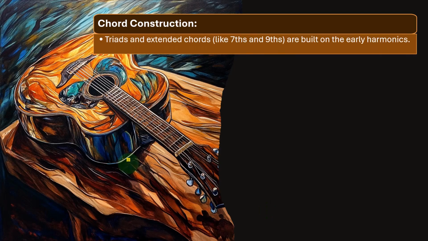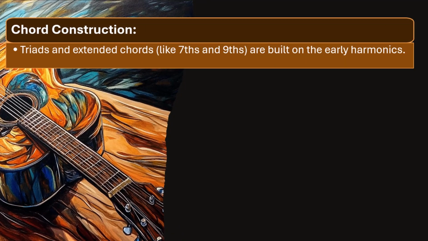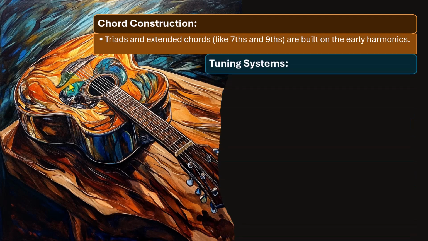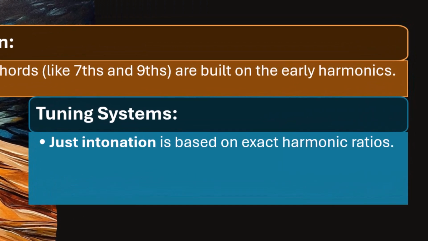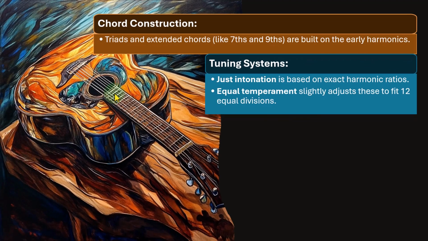So chord construction, and I'm not saying that's a perfect breakdown of it, by the way. I'm trying to give some general ideas as to why the things that we're going to simply accept going forward may be the way they are. And if you want to dive deeper into that, then dive deeper into it. Triads and extended chords like sevenths and ninths are built on the early harmonics. So tuning systems: just intonation is based on exact harmonic ratios. However, equal temperament slightly adjusts these to fit 12 equal divisions.